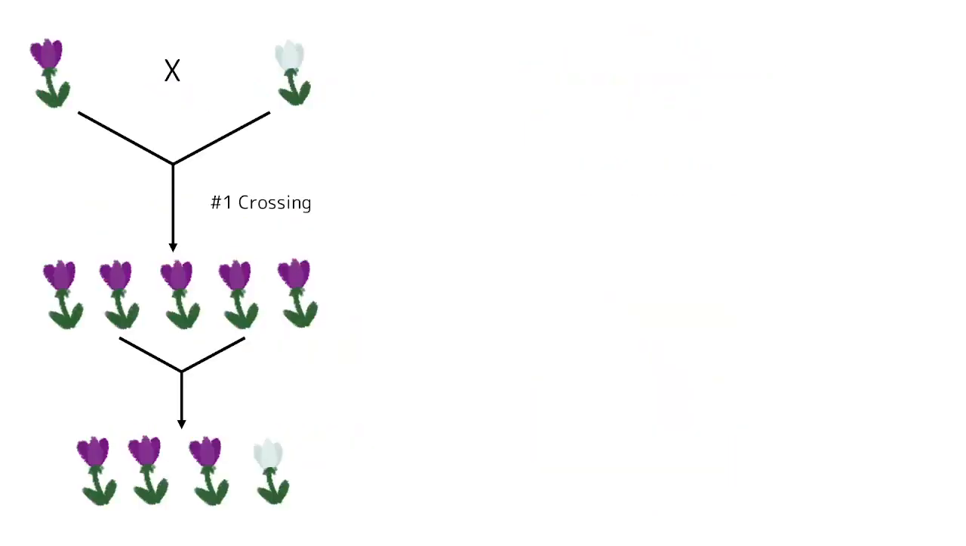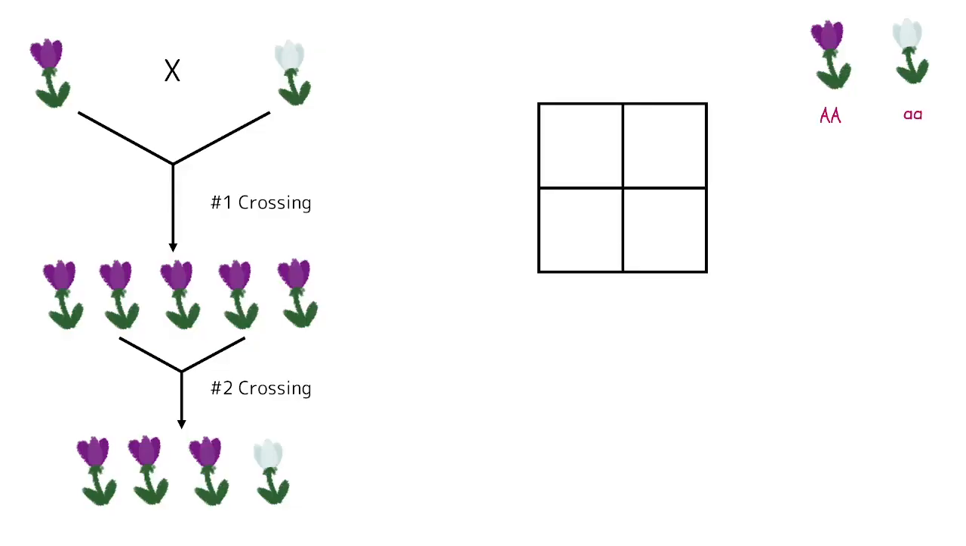So, for example, this was the first crossing, and this was the second crossing. And as you know, since they are true breeding species, they should both be homozygous, and the purple one will be the big AA, and the white one will be the small aa. And as you can see, to write the first crossing, we only get the heterozygous individuals with letters big A, small a, and all of them will be purple.